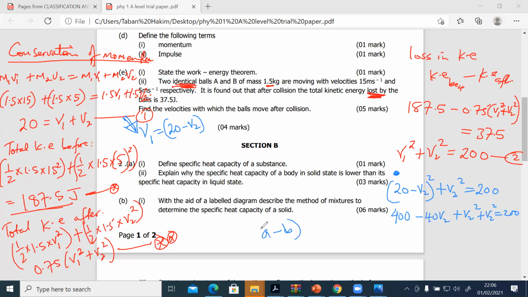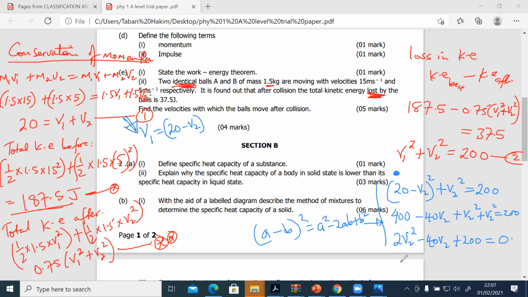A minus B squared, remember this is the same as A squared minus 2AB, then plus B squared. That's what I've used here. A squared, that is 20 squared, minus 2 into 20 times V2, that is 40 V2. So if I simplify this again, beginning with V2 squared, I'll end up with 2V2 squared minus 40 V2. When I bring this 200 to the other side, I'll end up with plus 200 equals 0.